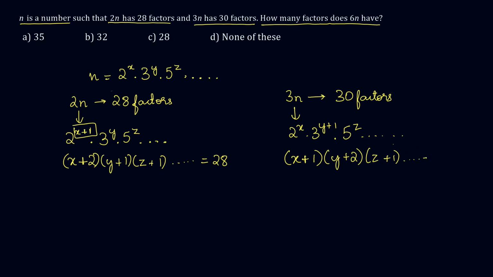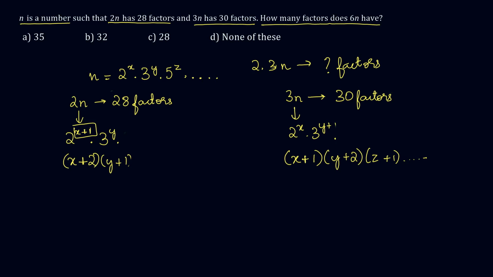Now let's look at this carefully. We need to find the number of factors in the number 6n, right? So if we look at 6, we are going to multiply a 2 and a 3, which means that this question is concerned only about 2s and 3s as prime factors. So we can as well do away with 5 to the power z and the rest of the factors in every part of it. Look at how it's making our lives easier. So x plus 2 into y plus 1 is 28, and x plus 1 into y plus 2, oops, I've not written the number of factors here, this should be 30.